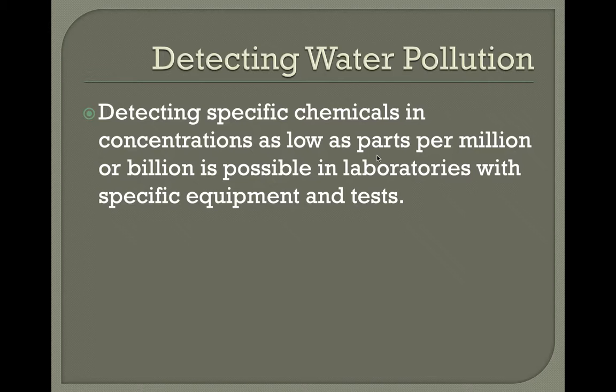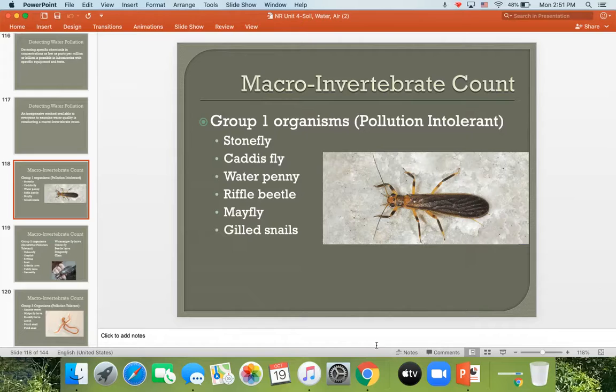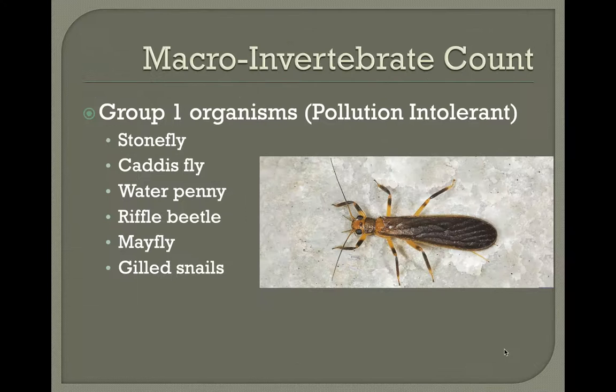But sometimes we can actually just look at what's there. And this is a much cheaper way to do it. It's inexpensive, and everybody can do this. It's what's called a macroinvertebrate count. Now, what that basically means is you're looking at certain insects, you're looking at certain things that are living within the water or near the water, and it will tell us just how polluted the water is by what's actually living there.